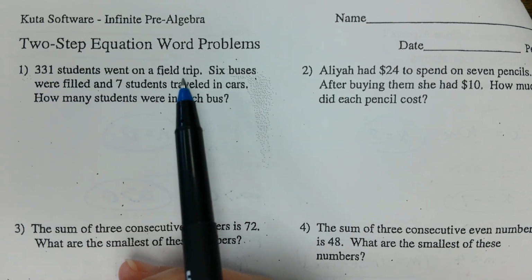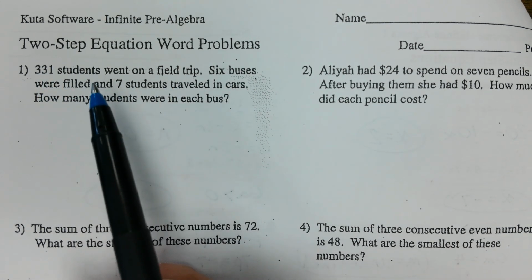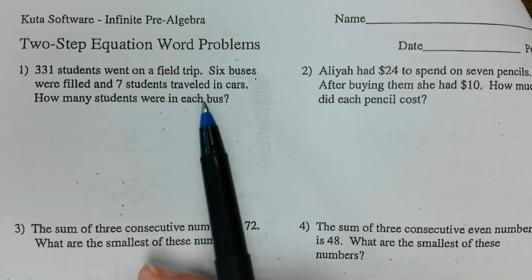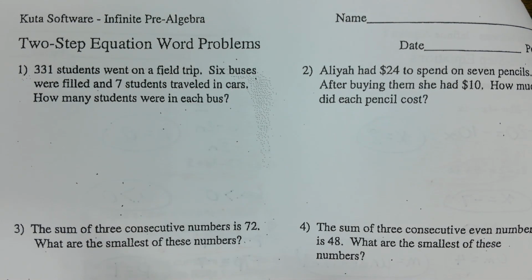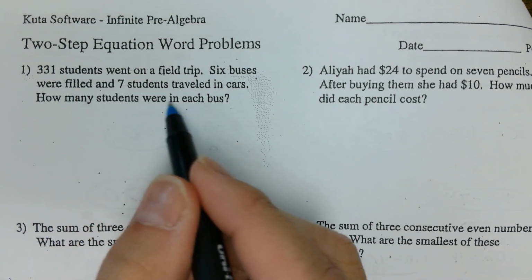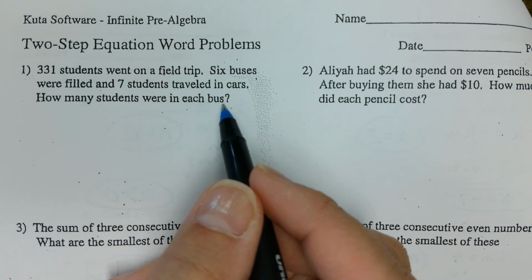331 students were on a field trip. 6 buses were filled and 7 students traveled in cars. How many students were in each bus? 331 equals... You're on the right track. You know that you're actually trying to set up an equation. So the question is asking how many students were in each bus.